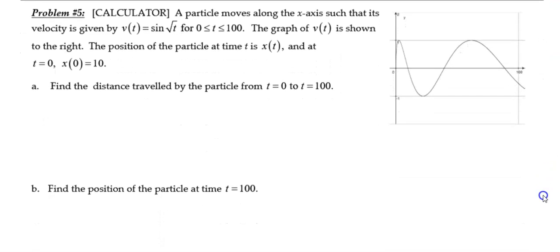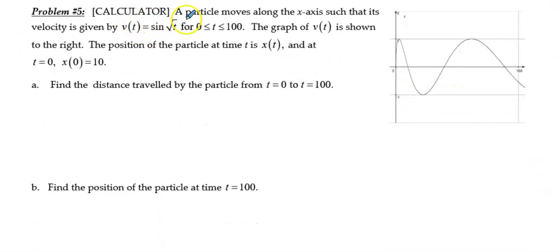All right, our calculator. So question number 5 says, a particle moves along the x-axis such that its velocity is given by the sine of square root of t on the interval from 0 to 100. The graph of v of t is shown to the right, so we have a velocity graph. The position of the particle at time equals t, x of t, is at 10. It's equal to 10. Find the distance traveled from 0 to 100.